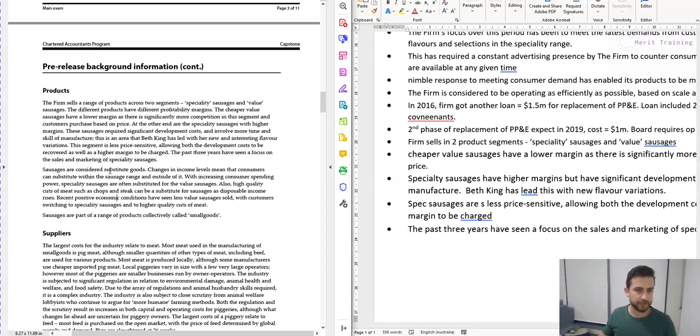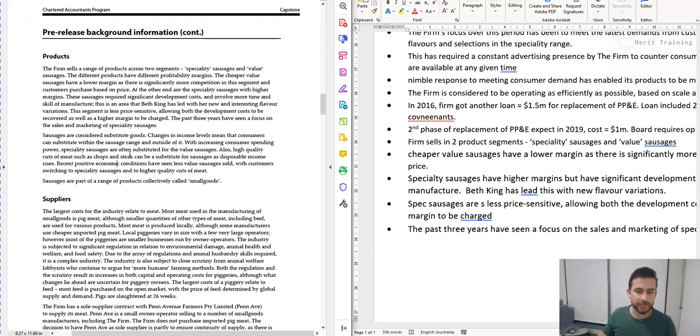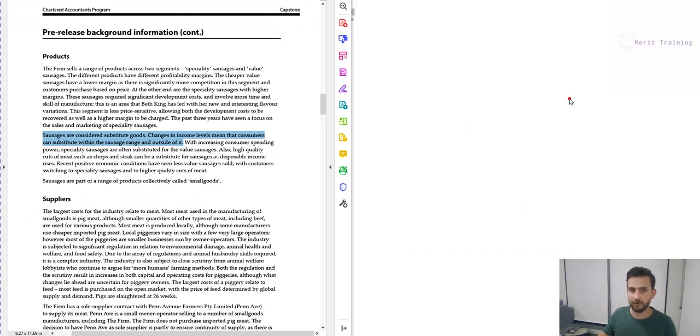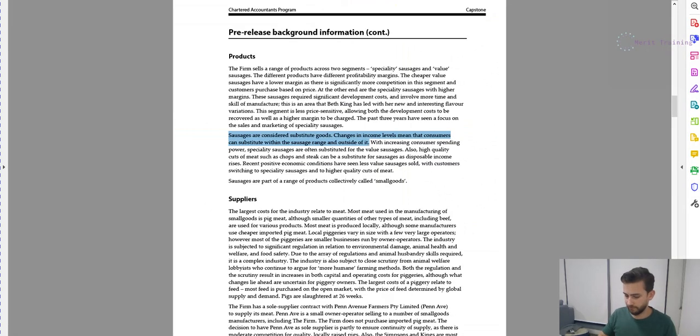Okay, so sausages are considered to be substitute goods. Changes in income levels means that consumers can substitute within the sausage range and outside of it. So I'll just copy that. So I'll just bring this across to the other screen now. Now that you can see what I'm doing.